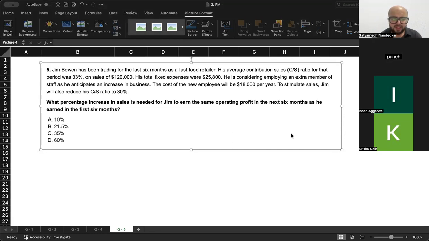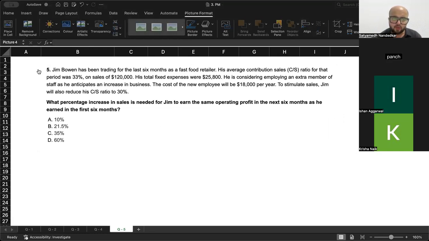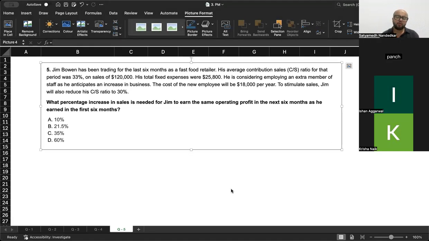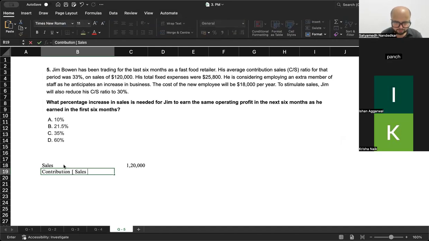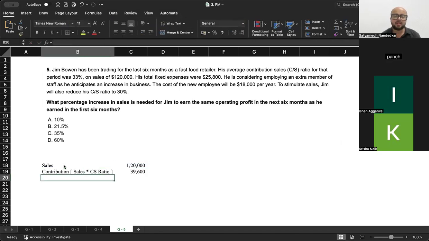Okay. Now let's see what this question is all about. Interesting, it could be a bit tricky. Jim Bowen has been trading for last 6 months as a fast food retailer. His average CS ratio for that period was 33% on sales of 1,20,000. Okay, so if sales is 1,20,000, then contribution is sales into CS ratio. How much will it be? This into 33%, that is 39,600.